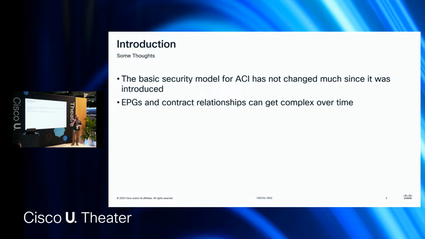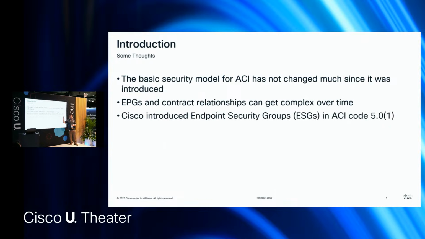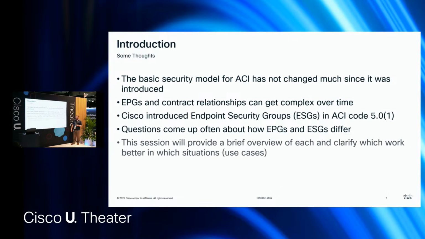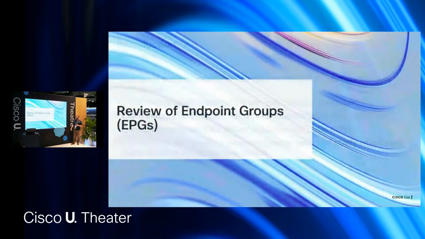But the more contracts you add, the more complex it gets, and it can be difficult to manage. ESGs were one way to address some of that complexity, because TCAM is a precious resource, and every time you put an entry in for a filter in a contract, it consumes more memory. So ESGs are a way to reduce that. Sometimes questions come up between EPGs and ESGs. I did a talk on an ACI deep dive on contracts, and someone asked about the difference. So I thought this would be a helpful topic. We're going to talk about each, when you would use each, and then we'll wrap up.